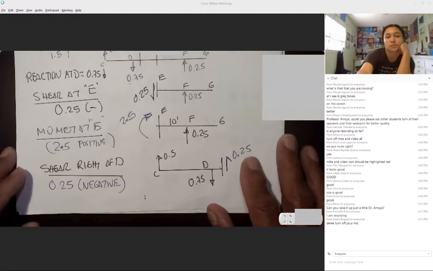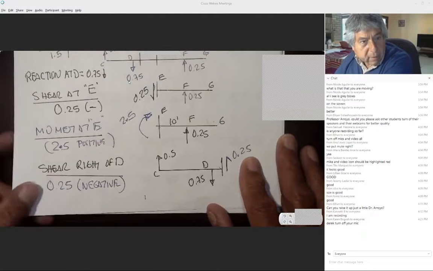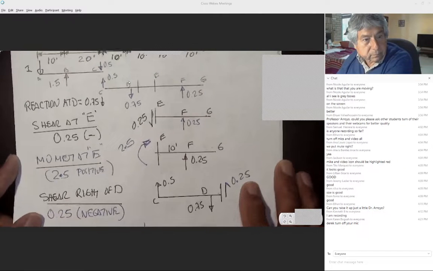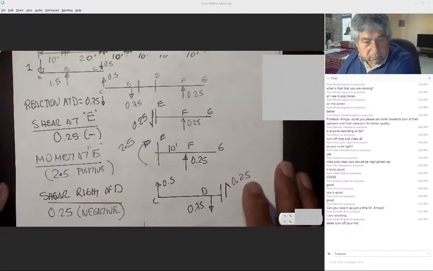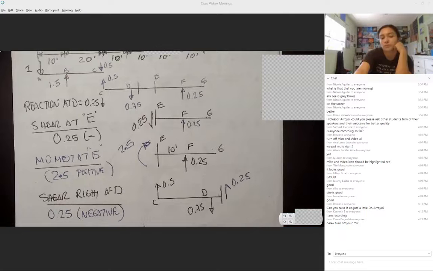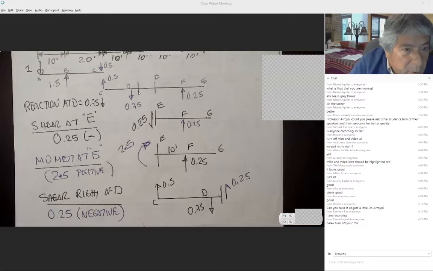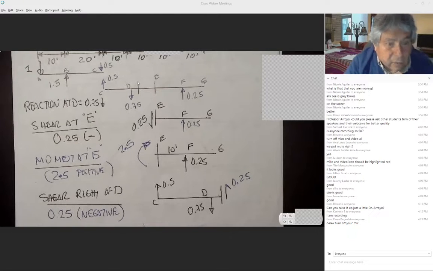So this free body is for the shear to the right of D. I could take this section, or I could take this section. It's easier to take this section because there is only one force. If you cut it in here, you can see that it is 0.25. But I'm taking this just to show you that you can get the same result.